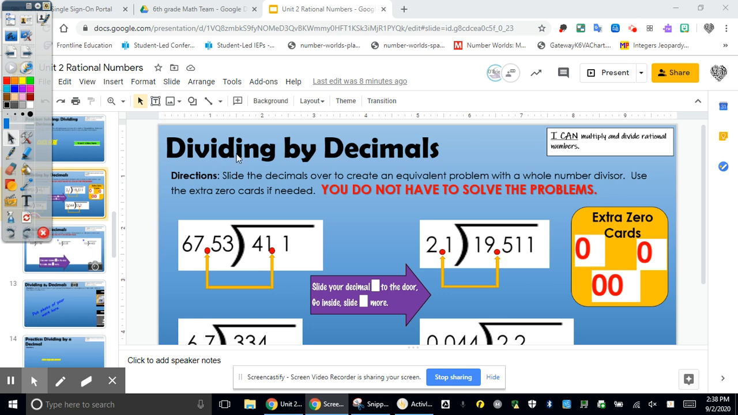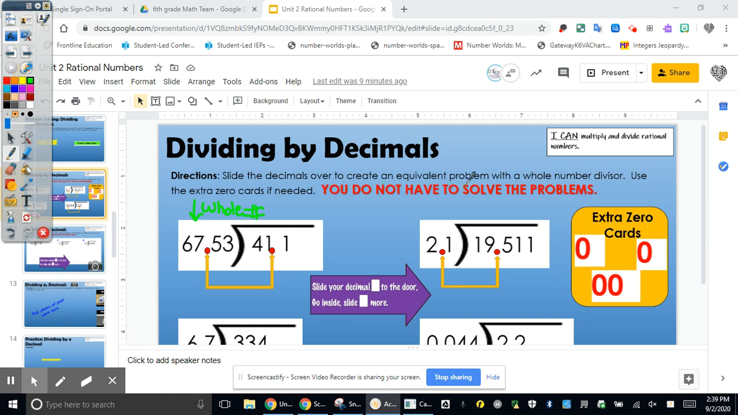Alright, so today we're going to be dividing by decimals. I can multiply and divide rational numbers. Directions. We're going to slide the decimals over to create an equivalent problem with a whole number in the divisor spot. So here, we want this outside number to be a whole number. So we need to slide this decimal over till it becomes a whole number. We're going to use the extra zero cards if needed.